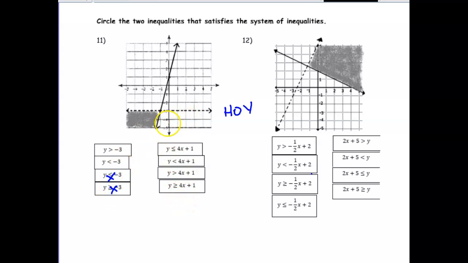Is it greater than negative 1/3 or less than 1/3? Well, it's shaded below the line here, so it's actually going to be less than, not 1/3, but negative 3. Okay, so we'll have y is less than negative 3.